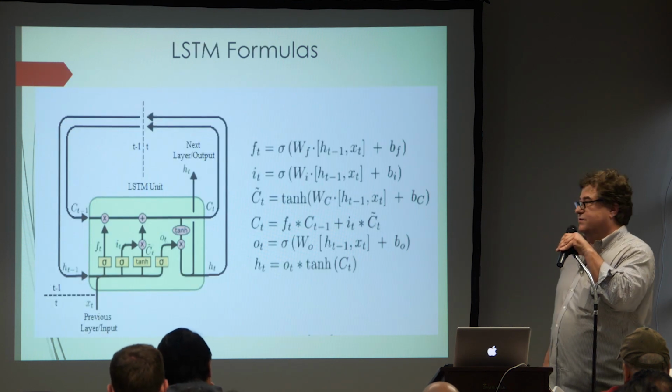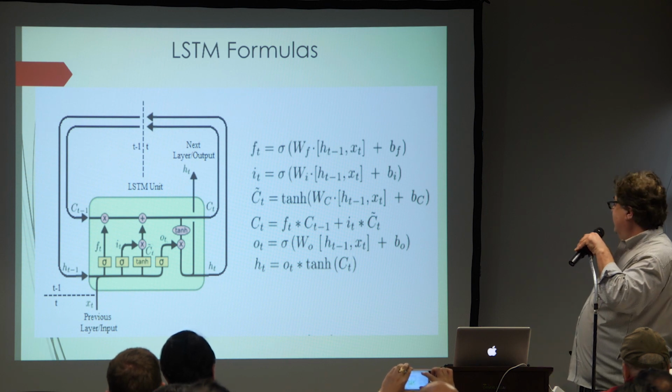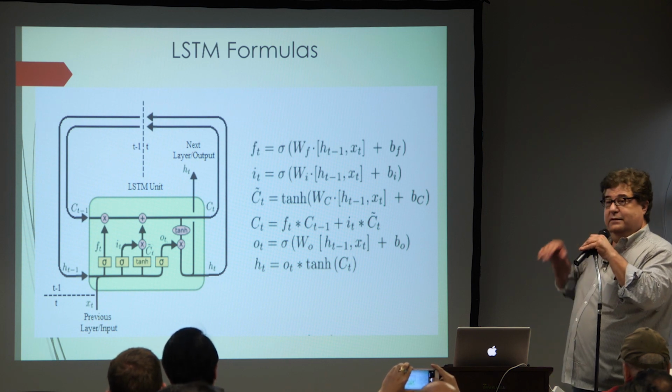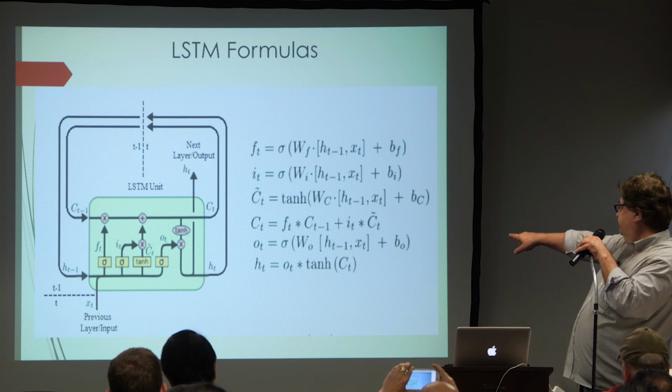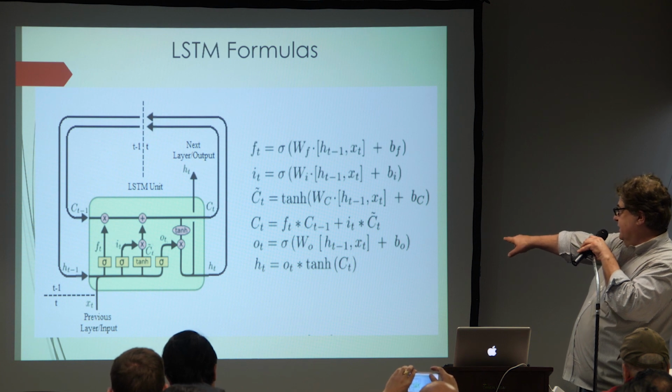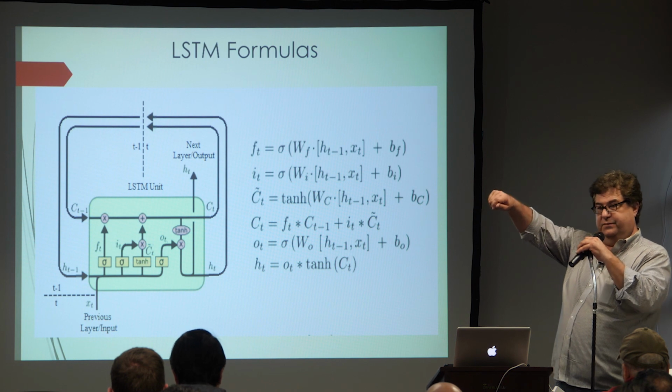So brace yourselves. I know this looks like a hot mess, but it's not that bad when you think about it. If you look at the bottom there, you notice we have x of t and then h of t minus 1. That's the output from the previous time step.